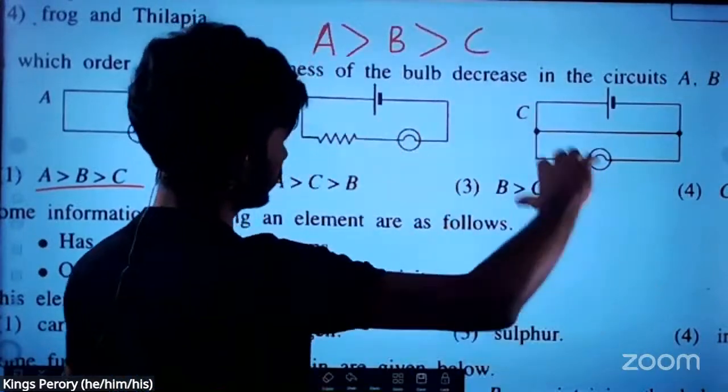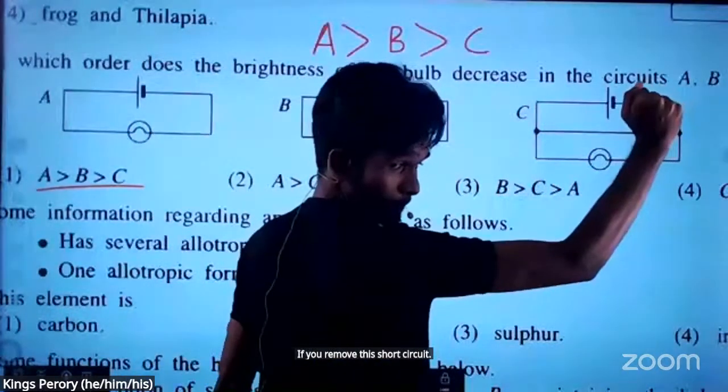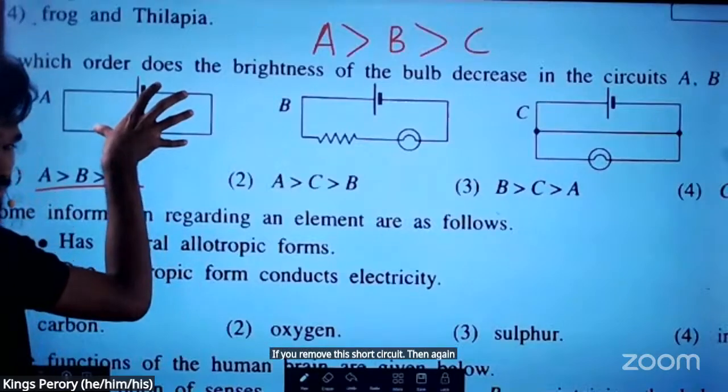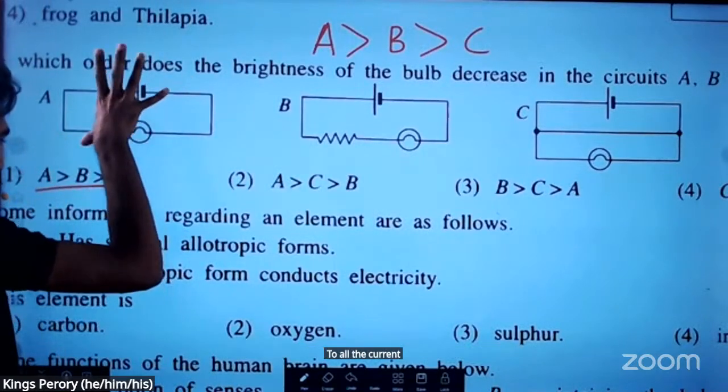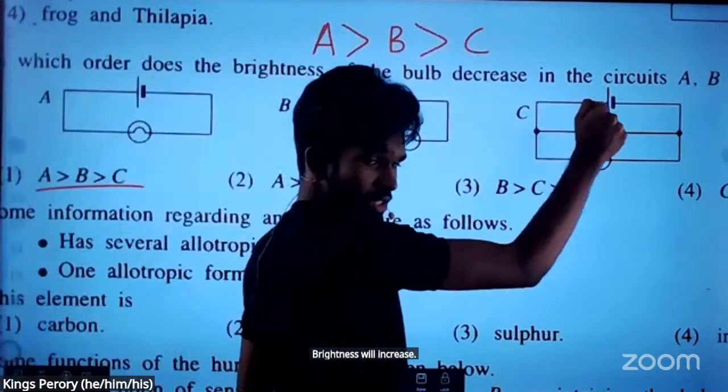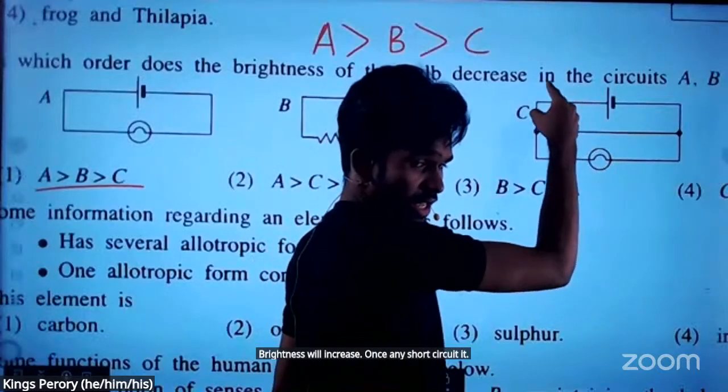Now if you remove this short circuit, then again you get this setup. So all the current will go, and brightness will increase. Once you short circuit it, current will take the deviation and go from there.